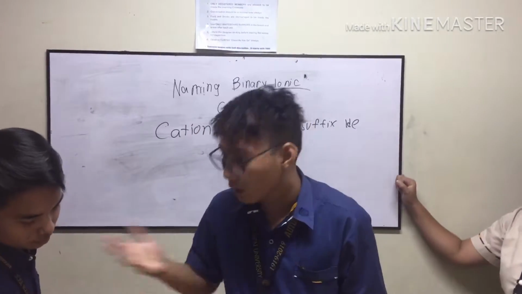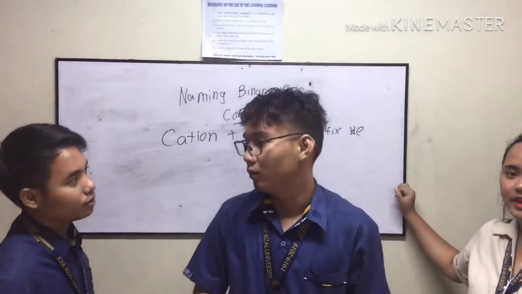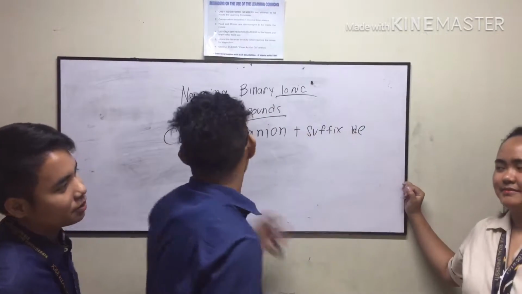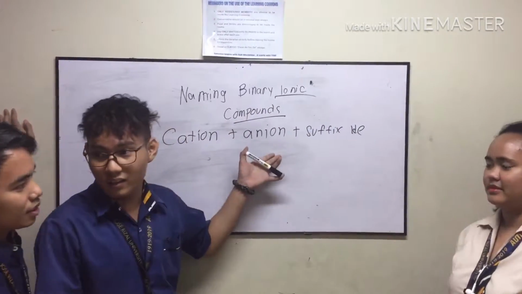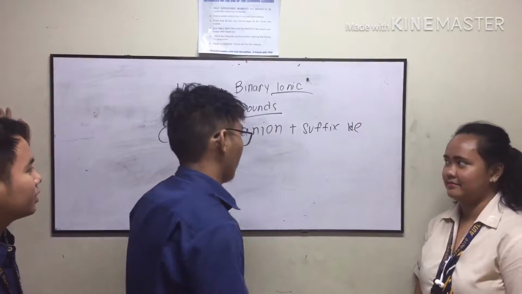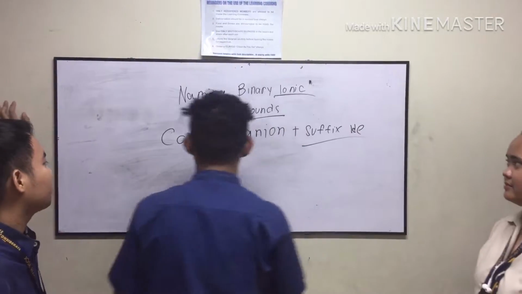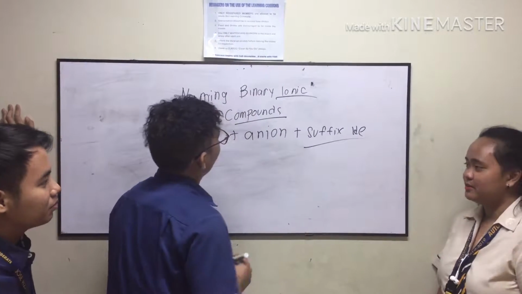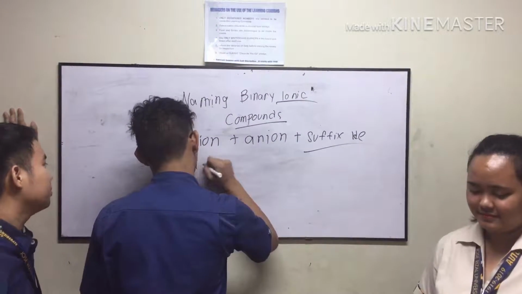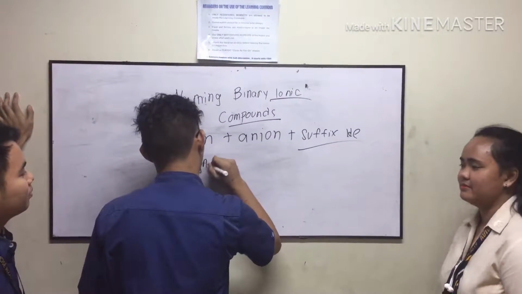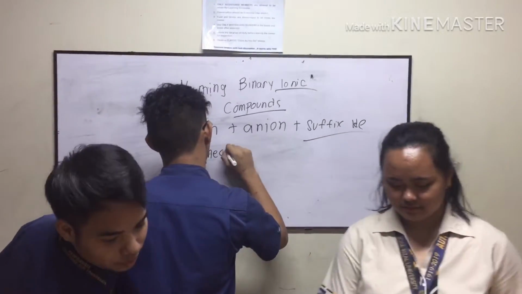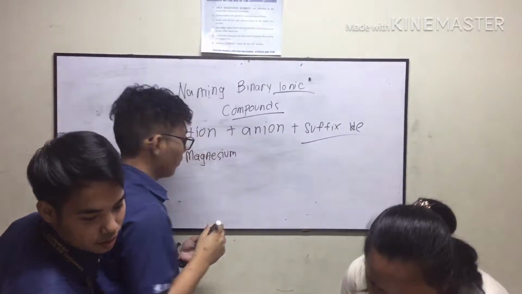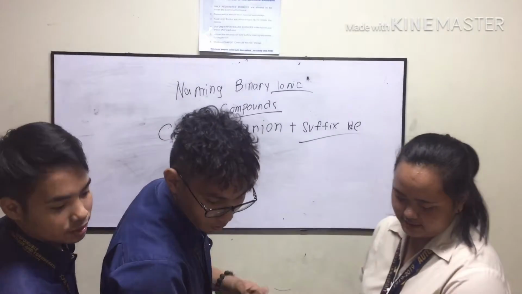Is a cation a non-metal or a metal? A metal. Cation is a metal and anion is a non-metal, plus the suffix -ide. So give me an example of a cation. Magnesium. Let's give it a go. Magnesium is a metal, right? Yes. Good.